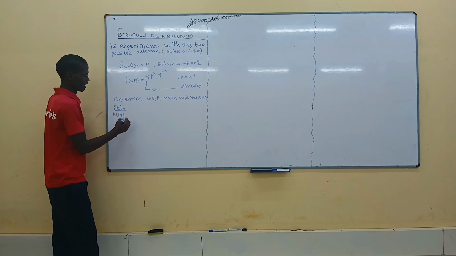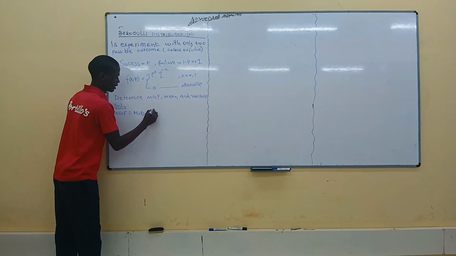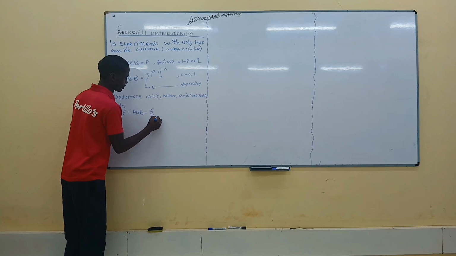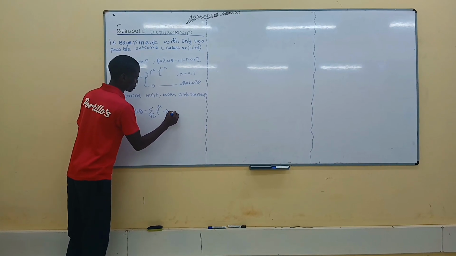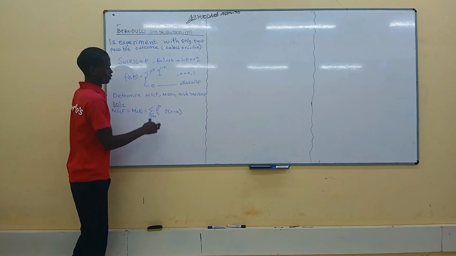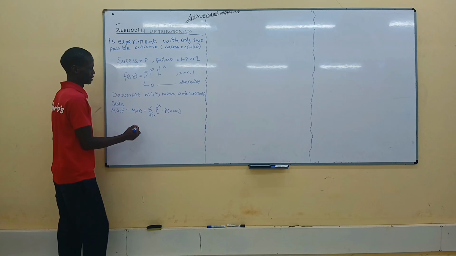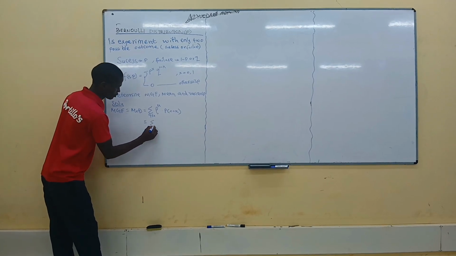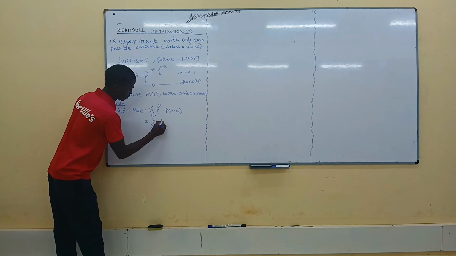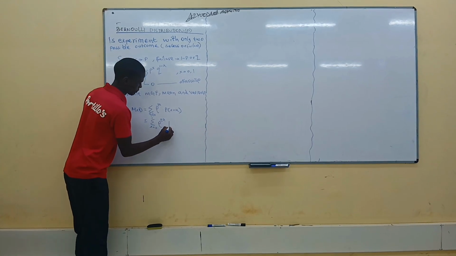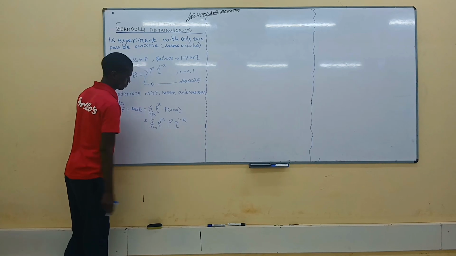of the Bernoulli distribution. The M.G.F is given by M_x(t) is equal to the summation over all x of e to the x t times the probability function. Summation over all x because this x is discrete. So x goes from 0 to 1 of e to the x t. Our probability function is p to the x, q to the 1 minus x.